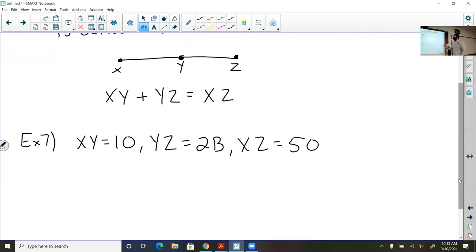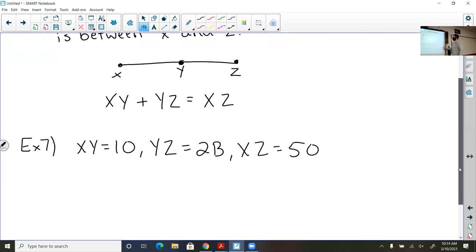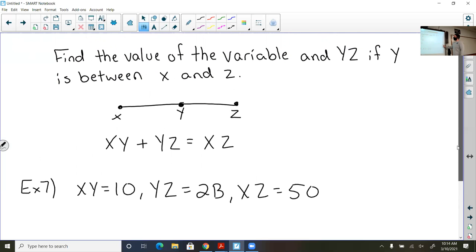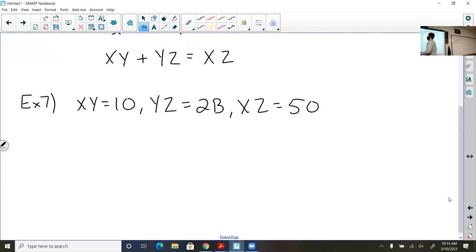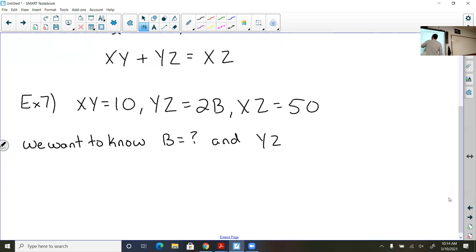All right, so here is everything that I'm giving you for the first example. We are assuming the directions stay the same, so find the value of the variable. In this case, we want to know what b equals and what yz equals. Now we can't answer the second one until we answer the first one, because I need to know what b is equal to, and then I'm going to multiply it by two, and that will give me my answer for yz.